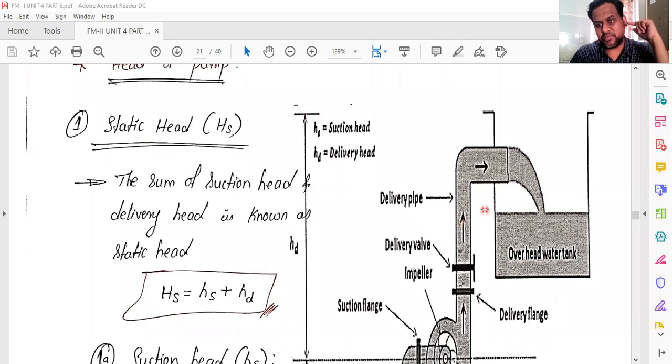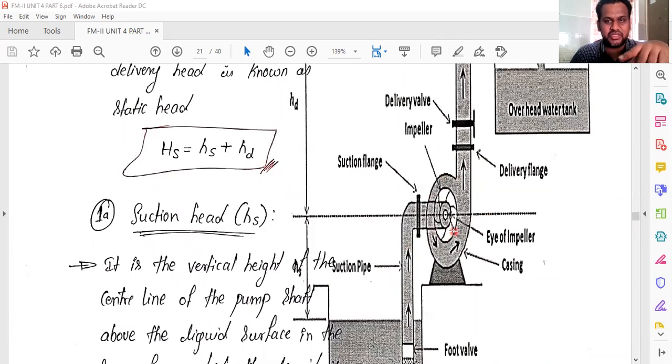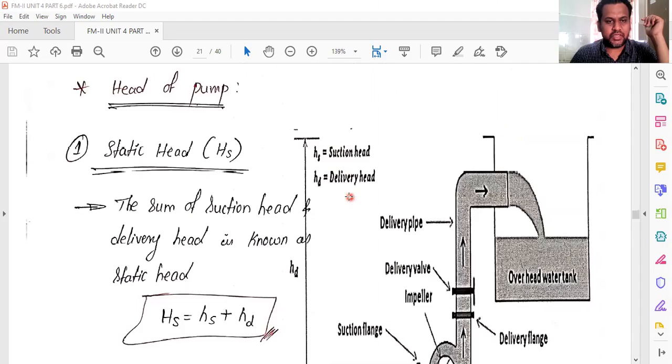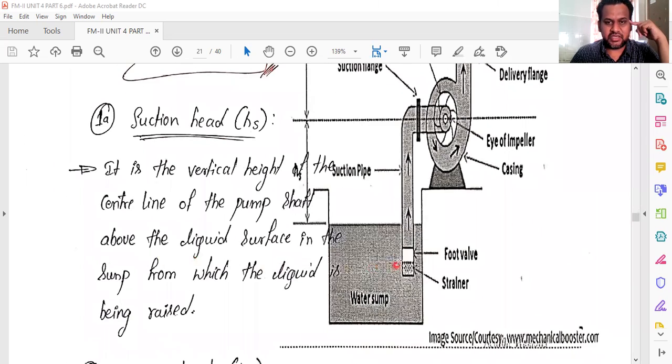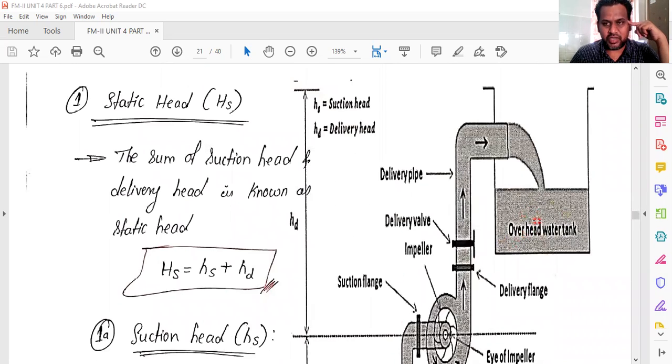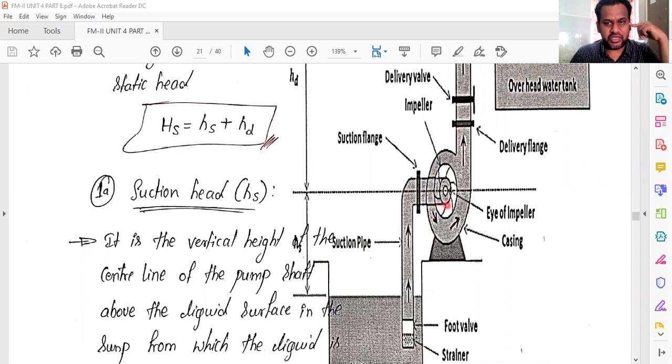See, this particular diagram is the most important diagram because you can see a lot of explanation. I'm using the same diagram. Static head: the sum of the suction head and the delivery head is known as static head. This is the sump, from where you need to lift the water, and this is the overhead water tank where you need to transport the water, right? In this diagram, this is the casing and inside is the impeller, and this is the suction pipe and this is the delivery pipe. These are the four important parts which we discussed in the previous class.